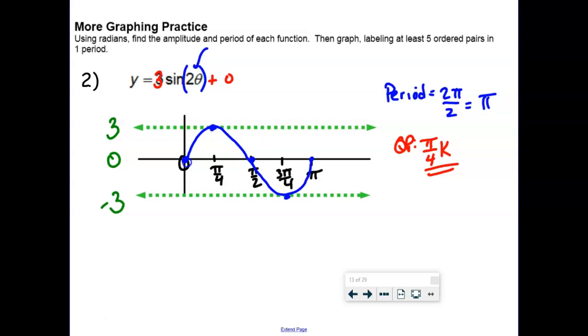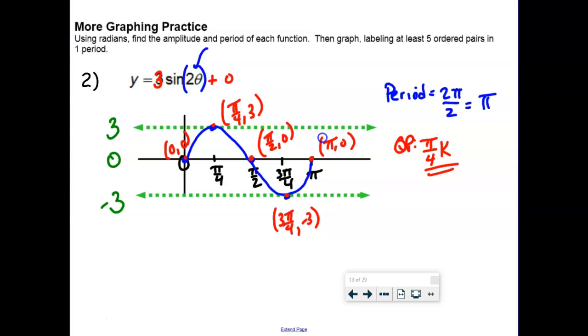All right, so now I have to go back through and label all these ordered pairs. So this is at 0, 0. This guy is pi over 4, 3. This one is pi over 2, 0. This one is 3 pi over 4, negative 3. And this one is pi comma 0.